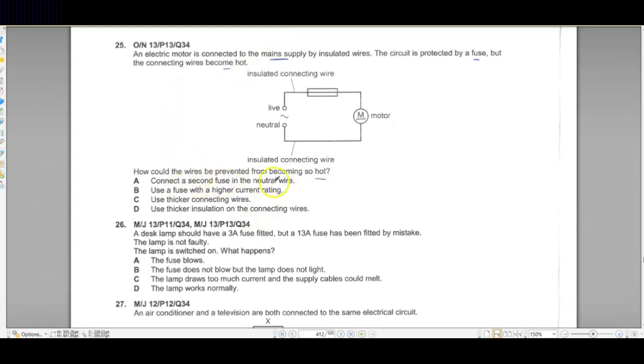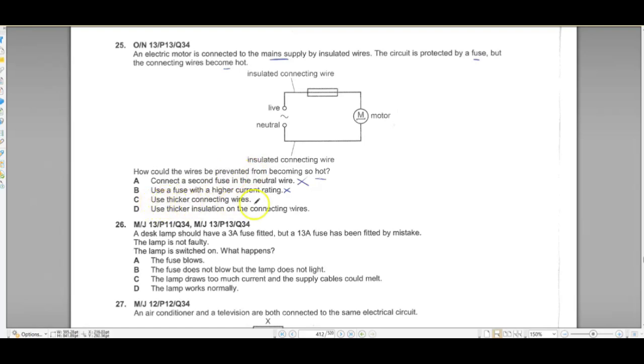Option A, connect a second fuse in the neutral wire. No, the neutral wire doesn't require a fuse. B, use a fuse with a higher current rating. If the fuse has a higher current rating, it is going to let more current pass through and the wires are going to become even more hot.